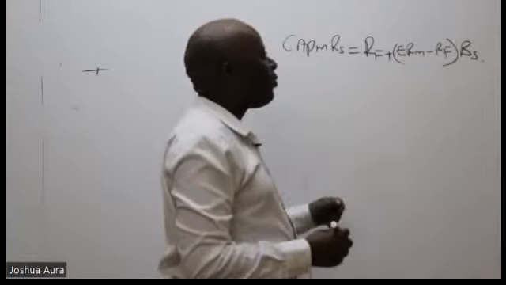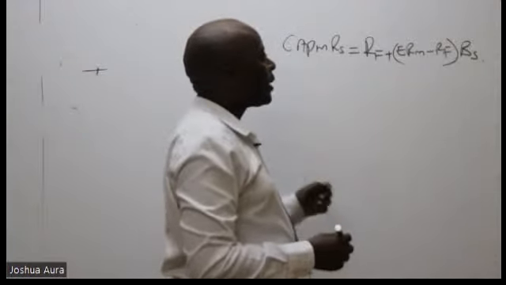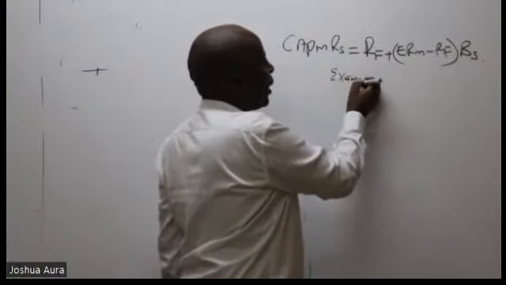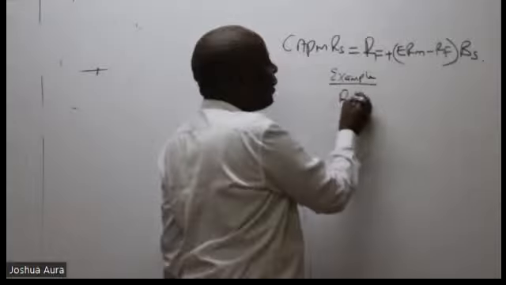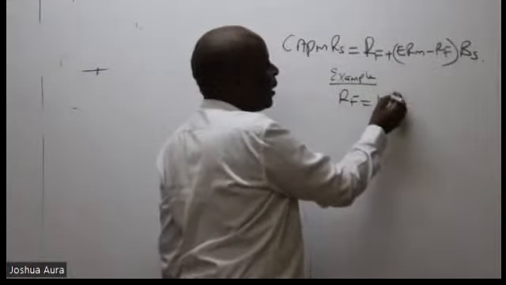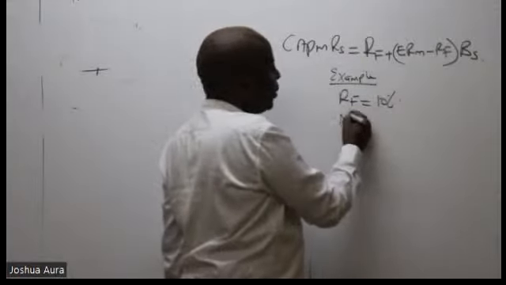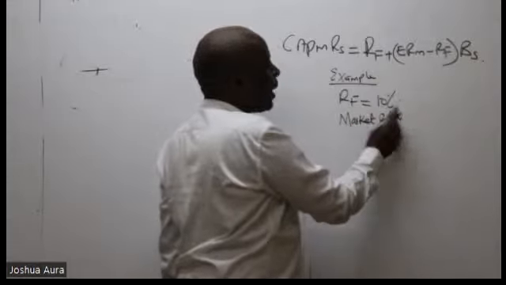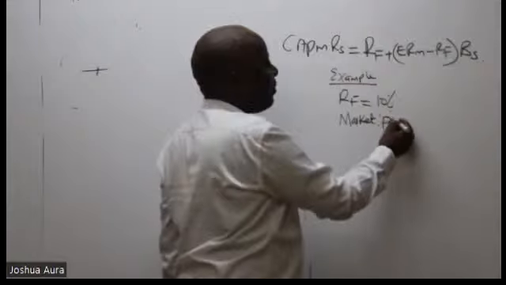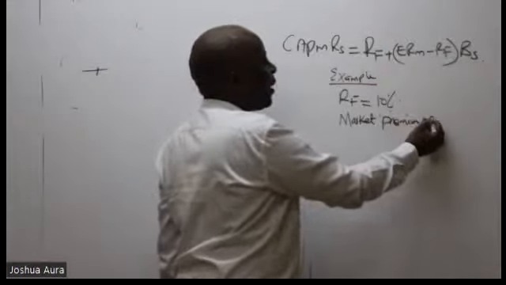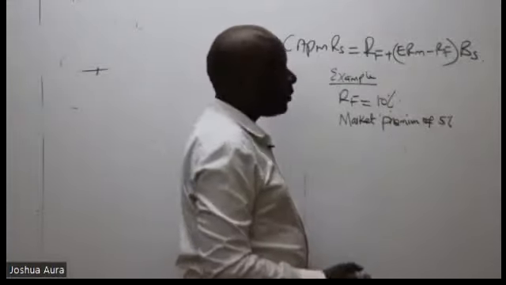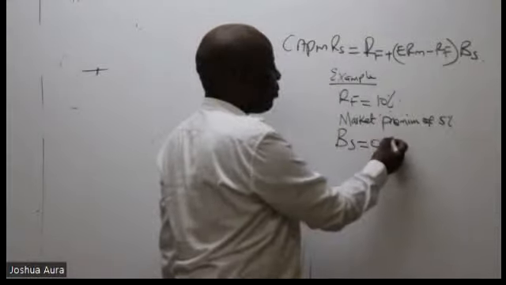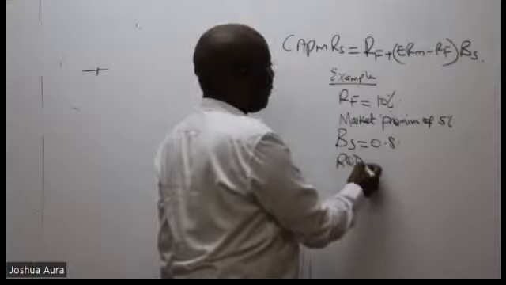So as a quick reminder of what we are doing in our last class, I would want us, ladies and gentlemen, to look at a small example here, where they have given us a risk-free rate of 10%, and then they have given us the market premium of 5%, and then we have a beta of a security as 0.8.